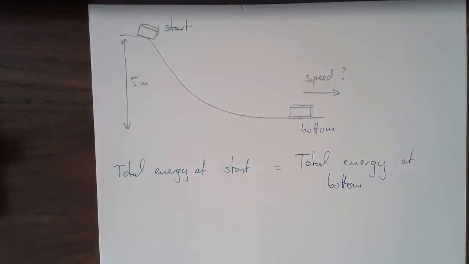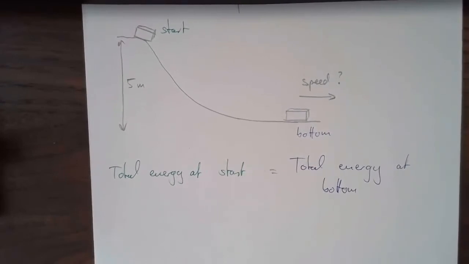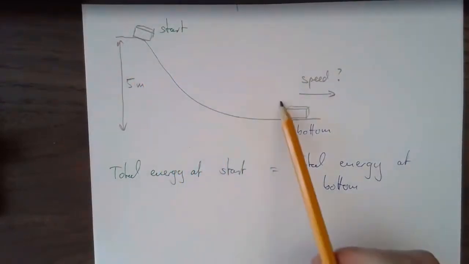Okay, now what is the total energy? Again, what are the relevant energies? Gravitational potential plus kinetic, excuse me. Right, because it's gravity that makes us go down.